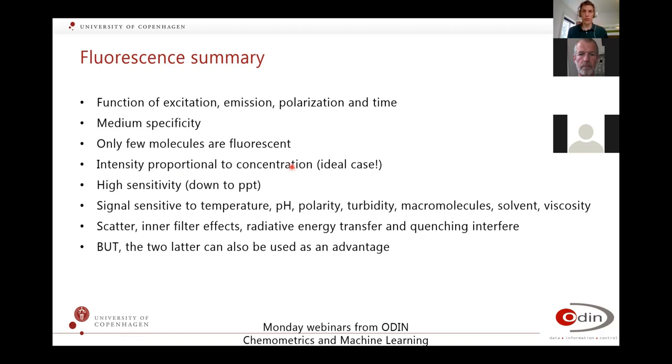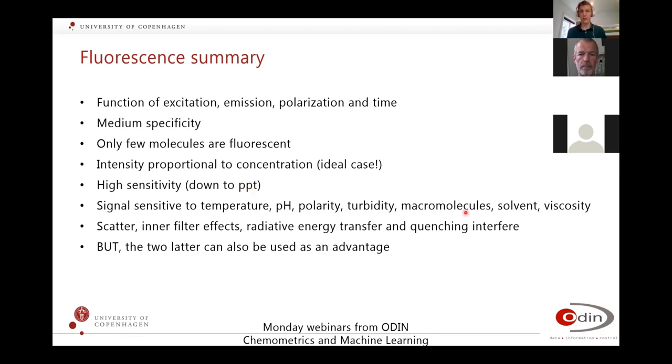Intensity is proportional to concentration. This is the ideal case, and as I have also indicated, you can have problems here if you have too high concentrations. It's a very high sensitivity. We talked about that, but people are claiming that they can go down to ppt levels. I haven't seen that myself, but I have seen down to ppb. That is, if you have a strong fluorophore, you can certainly go down to ppb levels.